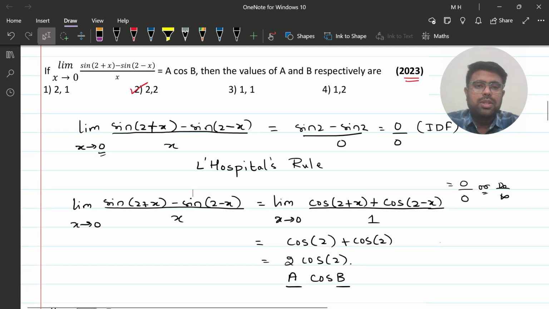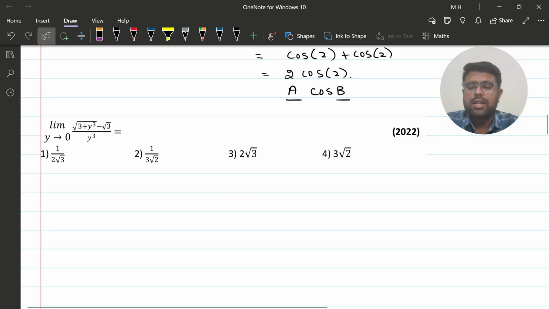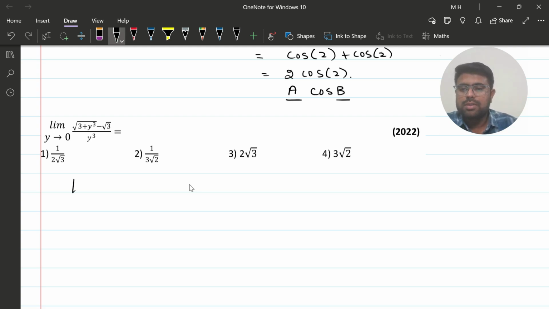So this was about the questions in the year 2023. We will now go to the questions which were asked in the year 2022. What does it say? The value of the limit of root(3 plus y cube) minus root 3, divided by y cube. Again, if possible, we'll see what is going to be the value of the limit and then decide what has to be done. Root(3 plus y cube) minus root 3 divided by y cube as y tends to 0, right?